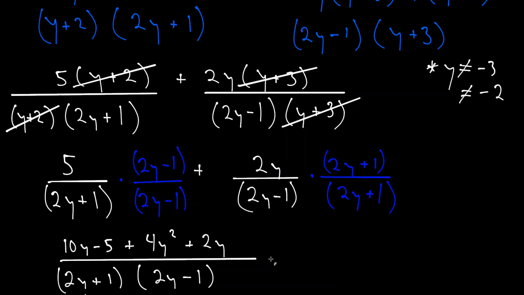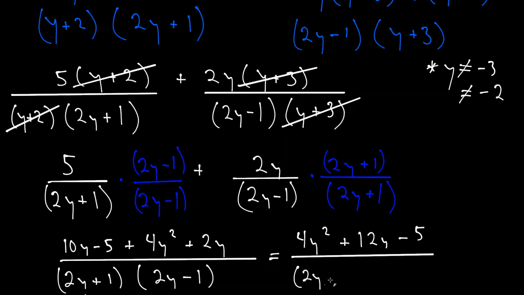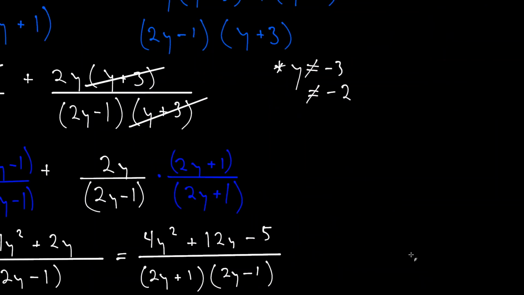And we're going to have to do some more collecting. We can collect these terms, rearrange them, and collect things up. We notice the 10y and the 2y, that makes 12. When it all comes together, we get 4y squared plus 12y minus 5 all over this expression. Oh my gosh, we're going to have to factor again. Wow, what a problem.